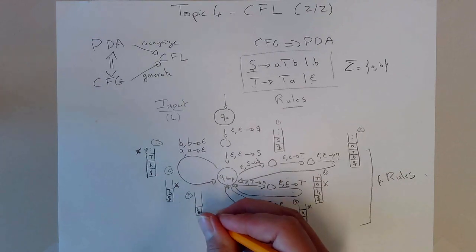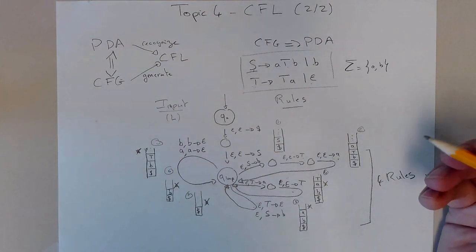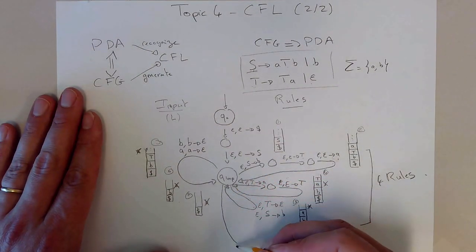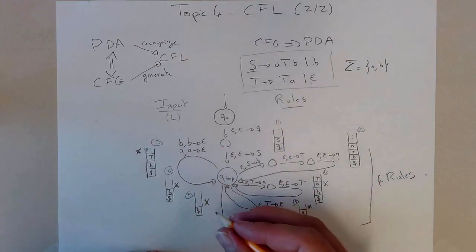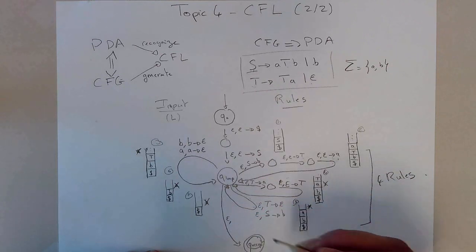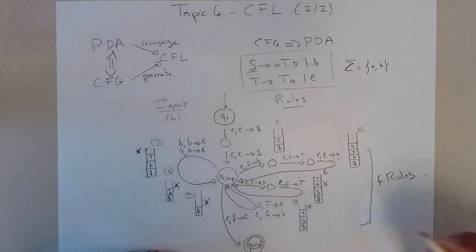And now I have only the dollar sign left. So I need an exit, right? Well, the exit, of course, is pretty obvious. I'm going to just have here an accept state, Q accept, where I do not read anything. I just pop out the dollar sign and replace it by nothing, and I'm done.